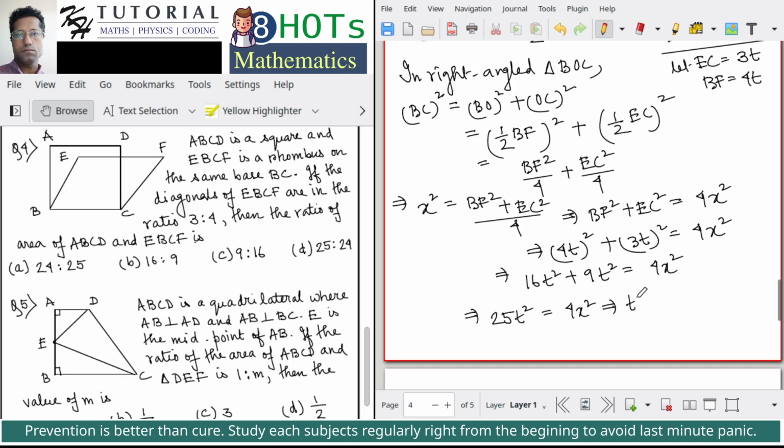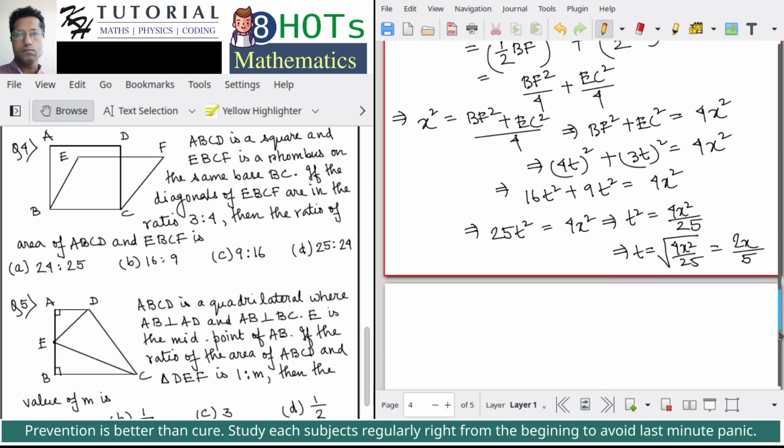This implies t square is equal to 4x square by 25. This implies t is equal to the square root of 4x square by 25. This is 2x by 5. Okay, so t is 2x by 5.